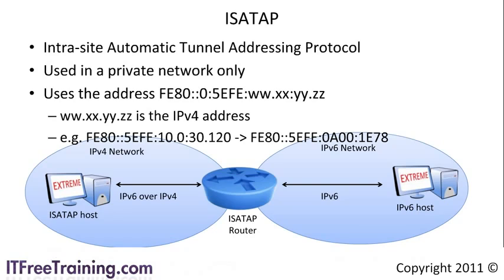ISATAP does not support any routing, so the network you want to connect to must be connected to the ISATAP router, and thus ISATAP can only be used inside a company's network and not on the Internet. 6to4 is designed as a transition protocol to help the adoption of IPv6. It was not developed to be a long-term solution.